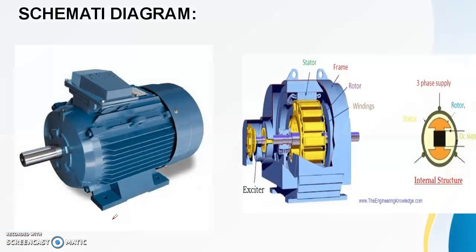In the first slide, I am just showing the picture of the synchronous motor and the schematic diagram. They clearly mark the parts of the synchronous motor in the schematic diagram. They are stator, frame, rotor, windings, and exciter. In the internal structure, they have marked the point where the DC supply is to be given. The DC supply is to be given to the synchronous motor in the rotor windings. This is the rotor. At the end of the rotor winding, the DC supply should be given.